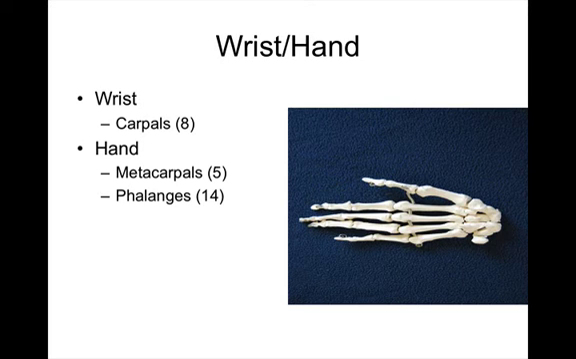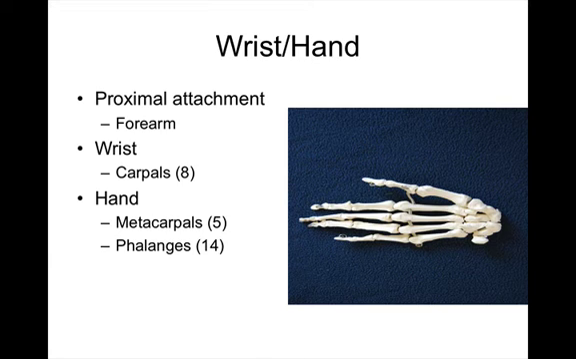So then the wrist and the hand, again, this is the most distal aspect of the entire upper limb, is composed of carpals, and we have 8 of those. The hand is composed of metacarpals, 5 of those, and phalanges. So in the image to your right, at the far left is phalanges, and then far right is the carpals, with the metacarpals in between those two sets of bones there. So the proximal attachment is the forearm at the ulna and the radius, and then we move distally.